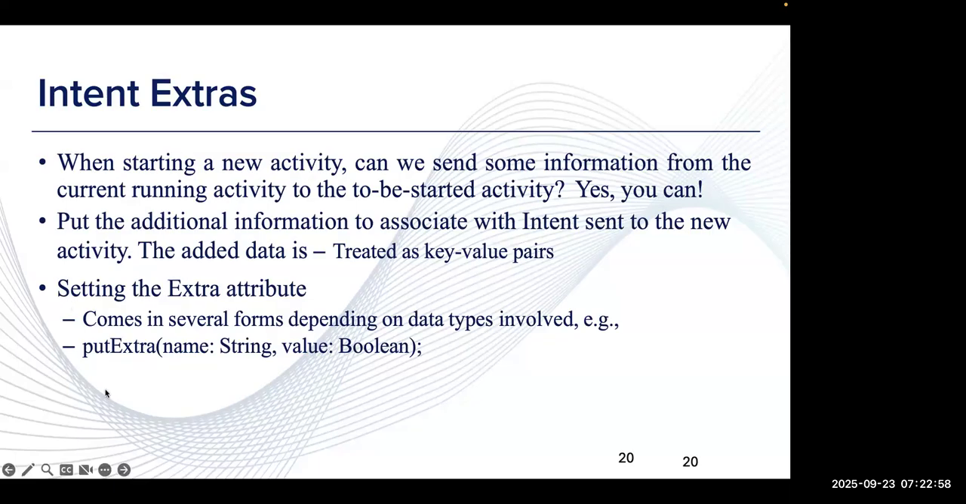Setting the extra attribute comes in several forms depending on the type involved. So again, we're calling putExtra. We can put the name, which is the string that we want to name this, and then the value, and this would be a Boolean.